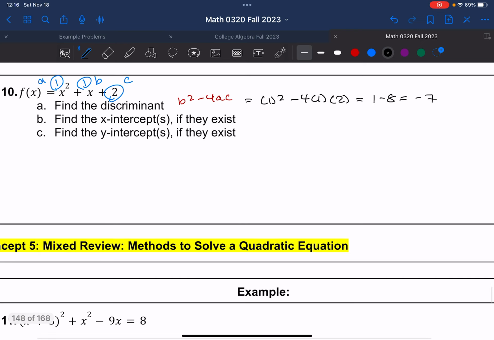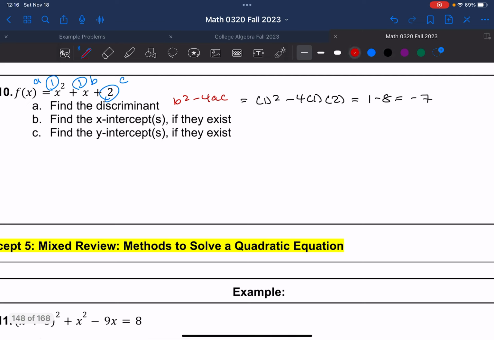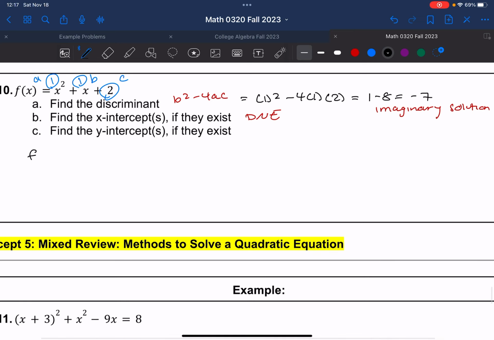Remember that negative 7 tells us that we're going to have an imaginary solution. And when we have an imaginary solution, that means there are no x-intercepts. So we would write do not exist. However, there's still a y-intercept. And remember, for y-intercept, we plug in 0 for x. So f of 0 is equal to 0 squared plus 0 plus 2. These cancel out, and we are left with the point 0, comma 2, which is our y-intercept because it's always 0, comma a number.